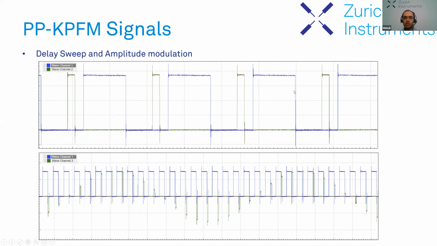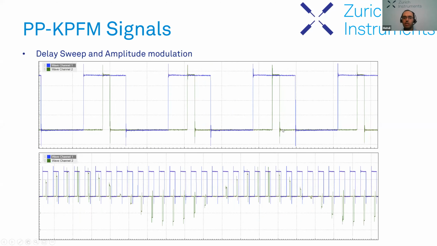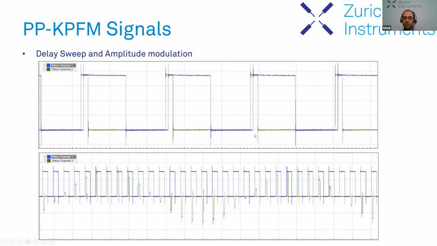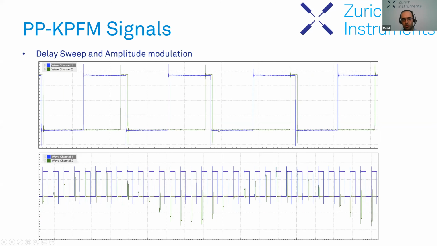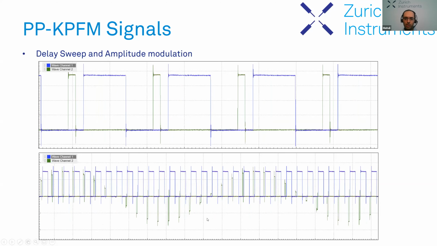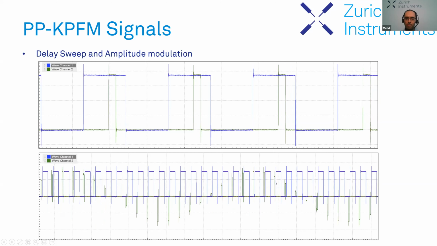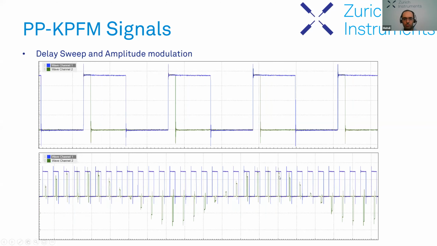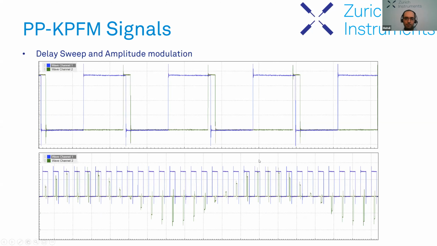The blue one is the pump signal with 50% duty cycle, and the green one is the probe signal, and you can see the sweeping of the delay between the pump and probe. And if you look at it at the bigger picture, you also see a modulation on top of the probe signal. That's the signal that we would like to apply to the sample.